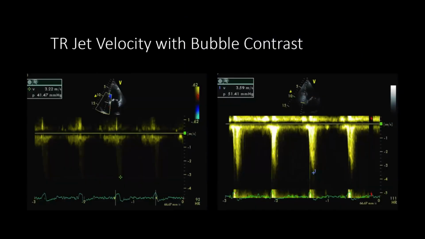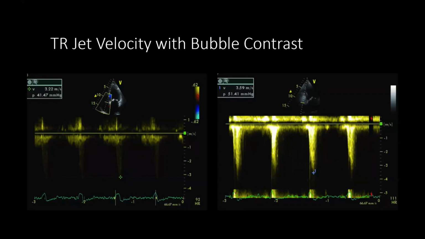Now, in patients with trivial TR, injecting agitated air saline mixture can augment the image by making the measurement easier to see in theory. So this is an example of a patient who has a pretty faint regurgitant jet, and you can see that with injection of agitated saline, the RV and the RA are filled with bubbles, and now the signal becomes much brighter.